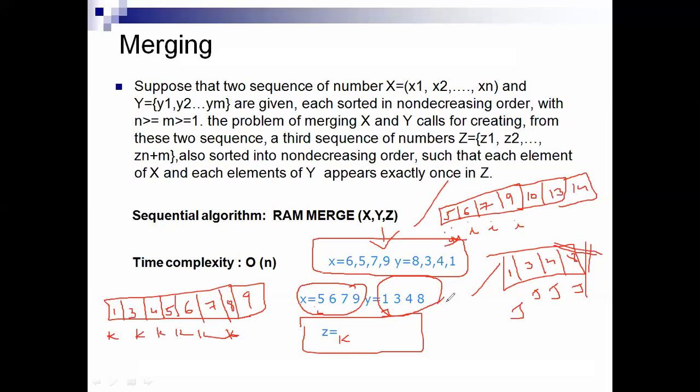So this operation is continued until one of the given arrays is exhausted, and the remaining elements of the other array are copied to the end of the new array.